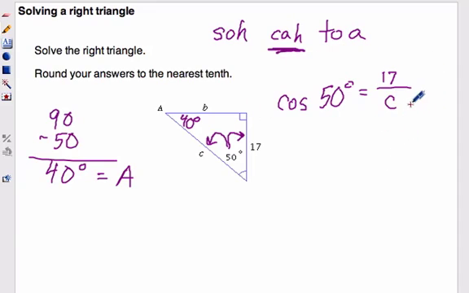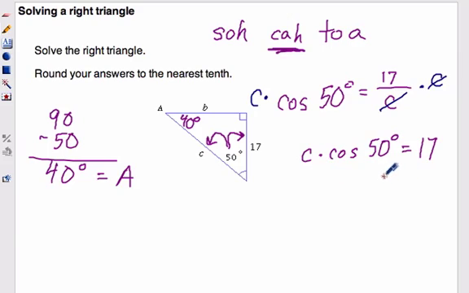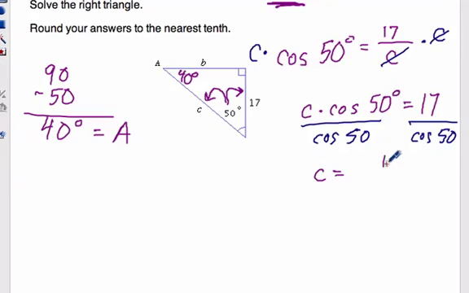Well, how do I solve this equation for C? Well, C is in the denominator, so the first thing I need to do is get it out of the denominator. So I'd multiply both sides of my equal sign by C. These will cancel out over here. And that's going to leave me with C times the cosine of 50 degrees equals 17. Well, I can get C by itself by dividing both sides by cosine of 50. So that's going to give me C equals 17 over the cosine of 50 degrees.